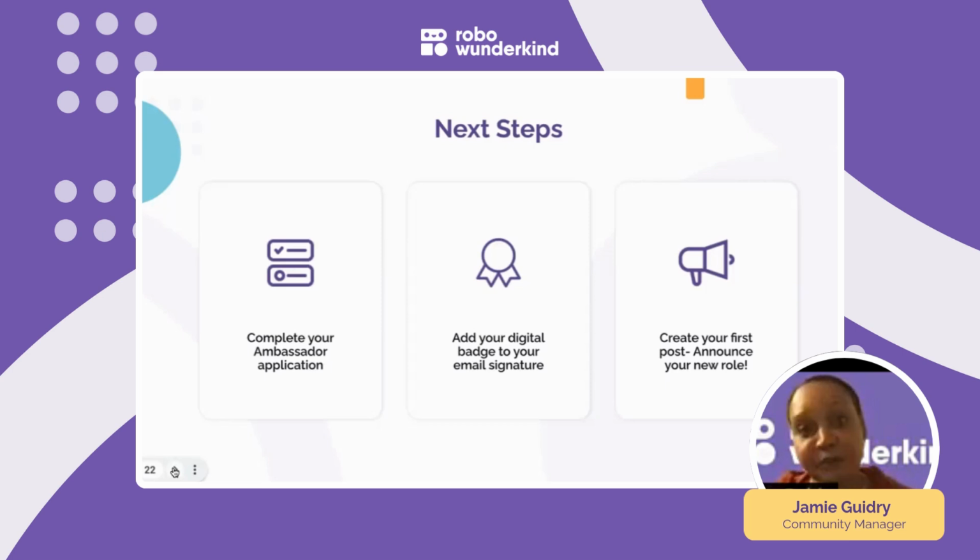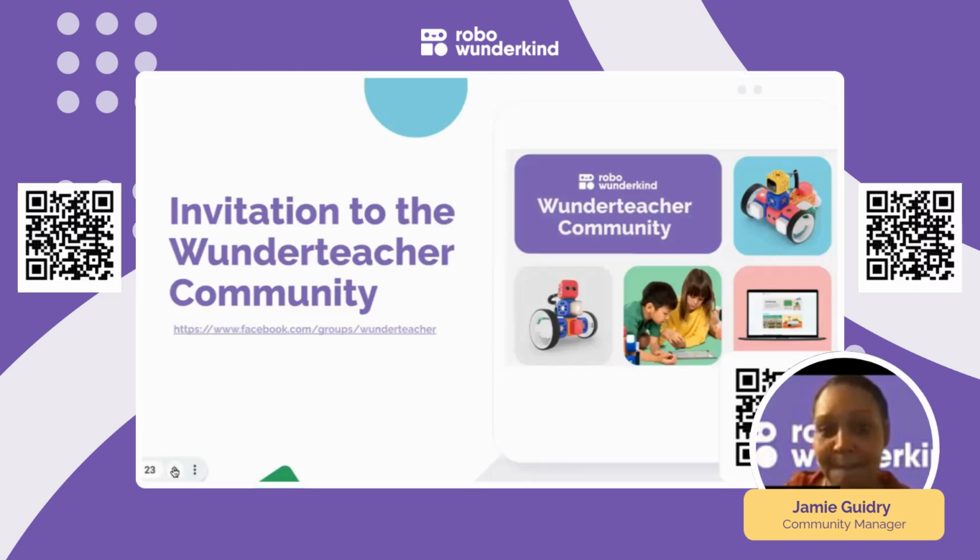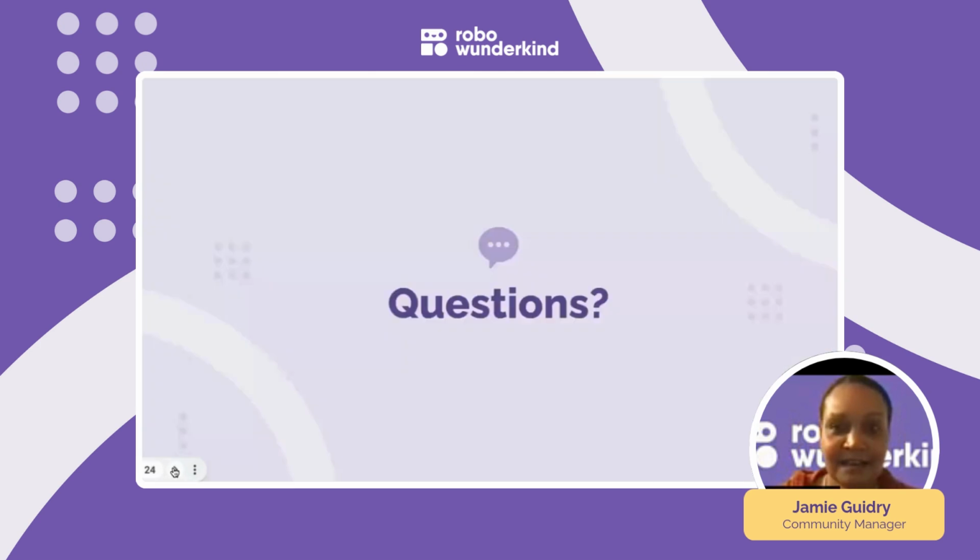We will then send you your digital badge. Your first task would be to add that digital badge to your email signature. And your second task would be to create your first post and announce your role as an ambassador. We are in the beginning phases, so I'm going to now invite everyone to the Wonder Teacher community if you're not already there. Okay, that's this QR code, and turn it over for questions.